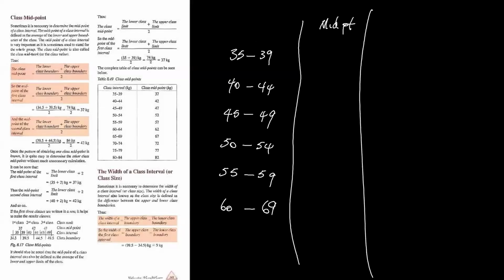Let's say you have that and you want to get the midpoint. So it will be 34.5, right? Plus your upper boundary, which is 39.5, divided by 2. Is that okay, everybody? So add them up, 34.5 plus 39.5, that will give you 74.